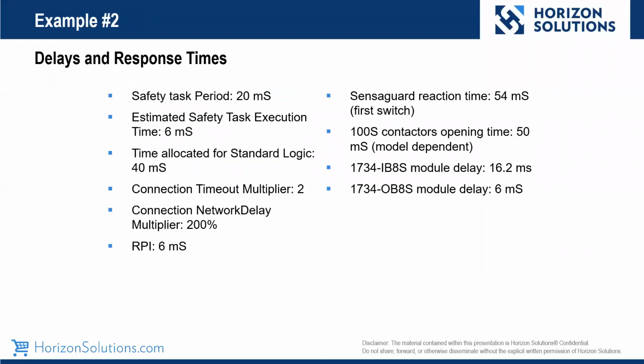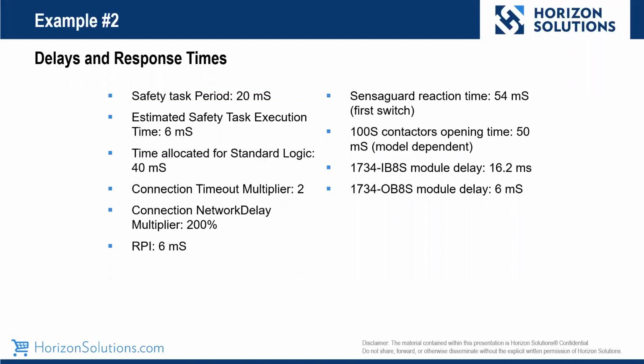And with all our gained information on where to look for all of these different variables, we've gone out and we've collected all the information. We know what our safety task period is. We understand the task execution time, the amount of time allocated to standard logic, as well as all of our multipliers and RPIs. For the sake of these examples, we're going to assume that the safety project is set up the same with similar properties for all of the following examples.